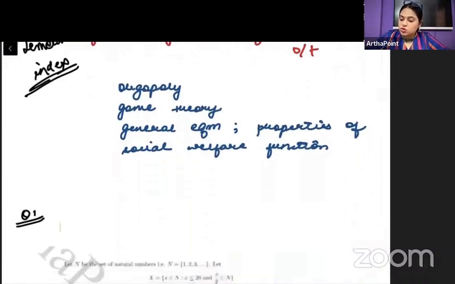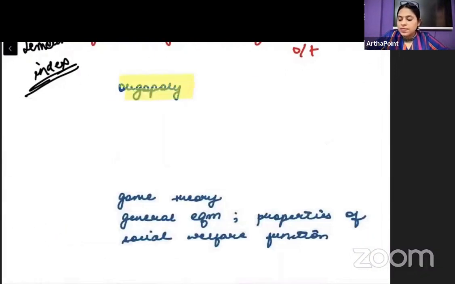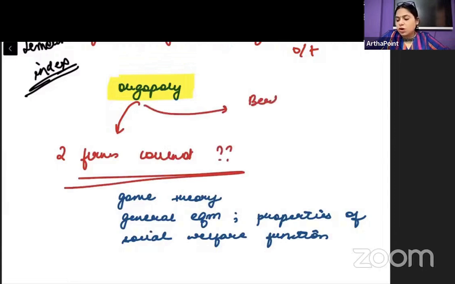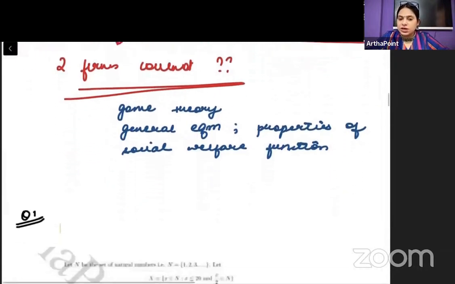Then there is a question which can be asked on oligopoly. In oligopoly, just remember the basic things. Remember that when there are two firms in the Cournot model, what is the equilibrium? We have done this multiple times. Just remember in the Bertrand model, what is the equilibrium? What is the Bertrand paradox? That is enough for you to remember.